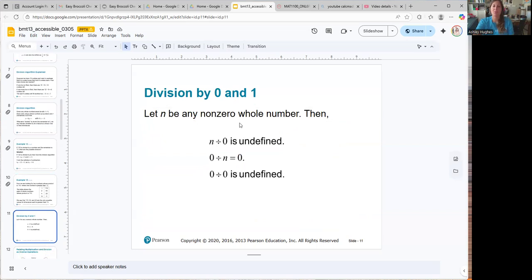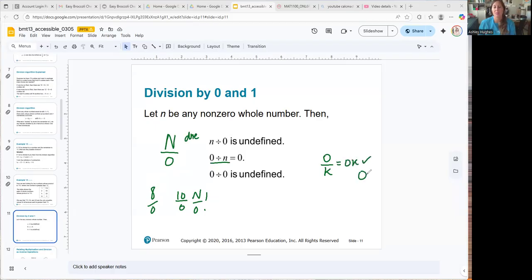Let n be any non-zero whole number. N divided by 0 is undefined. Okay, so I always wrote it like this when I taught high school math. N over 0. So if you have a number over 0, like 8 divided by 0 or 10 divided by 0, the answer does not exist. It is undefined. But 0 divided by a number, I would write it like this. I would say that is okay. 0 divided by a number is 0, because if I have 0 things and I divide them by any number, every person gets 0. But 0 divided by 0 is also undefined because, again, you cannot have 0 on the bottom. So that one is also undefined.